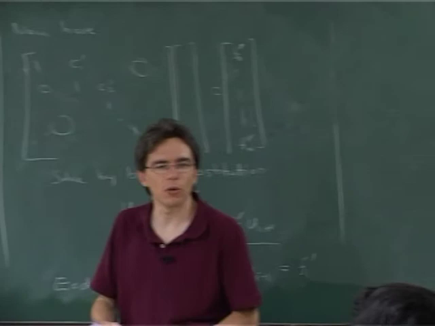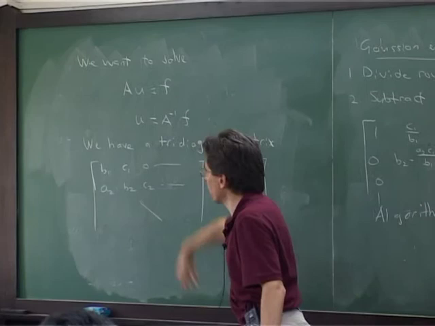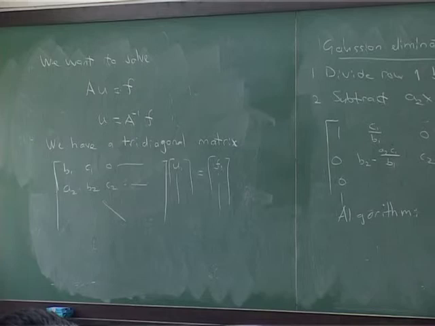In general, if this matrix was completely full, so for example if I used a spectral method to solve the equation, then I would have a completely full matrix, and then it's much more expensive to solve. So then this Gaussian elimination method is much slower.